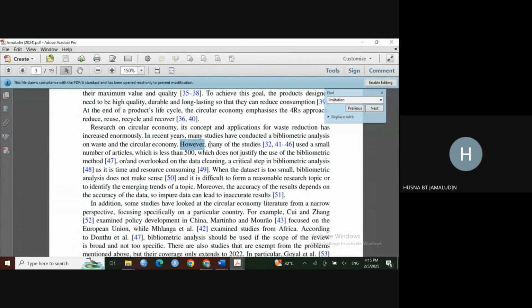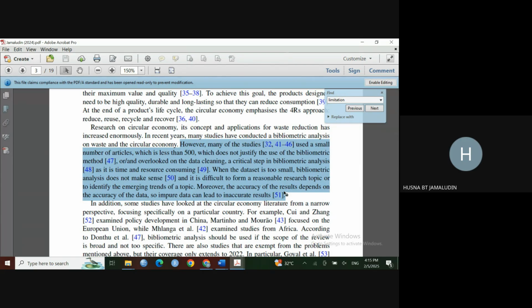However, many studies use a small number of articles, less than 500, but you are using more. So you are telling them that whatever they did before was not correct. And then they overlook data cleaning, which is a critical step in bibliometric, but you are providing proper data cleaning. Normally these are the reasons why you have to tell.